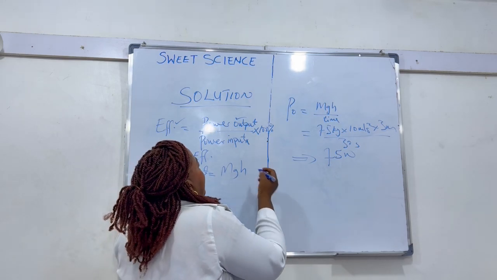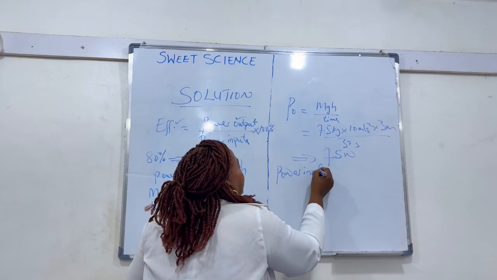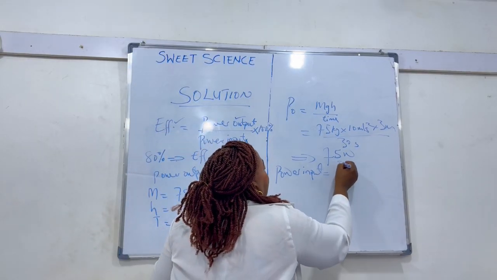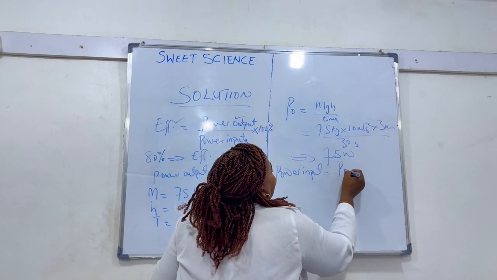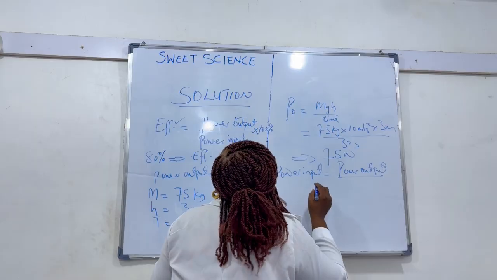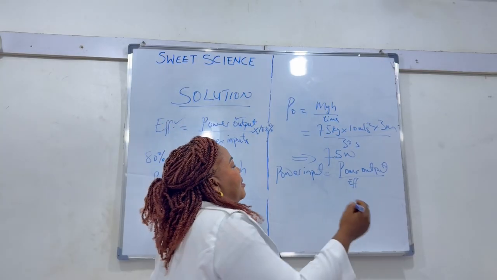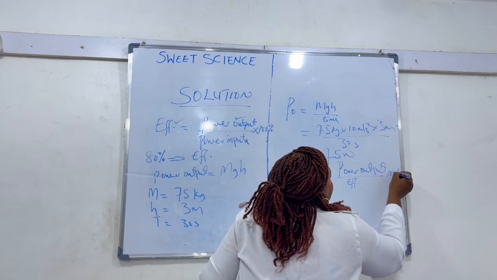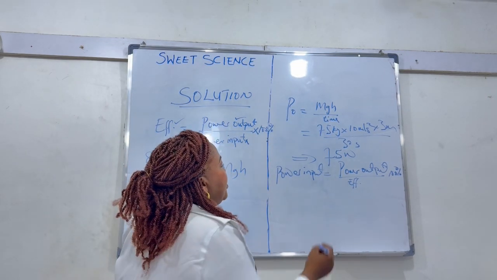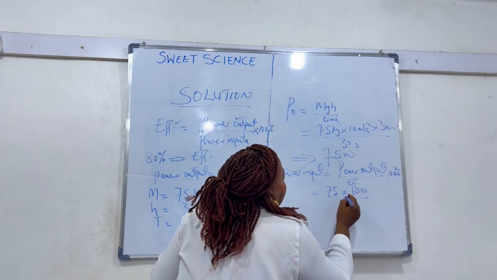So what do we do next? We make power input the subject of the formula, and when we make it the subject of the formula, it becomes power output over efficiency times 100%, which is 75 times 100 all over 80.